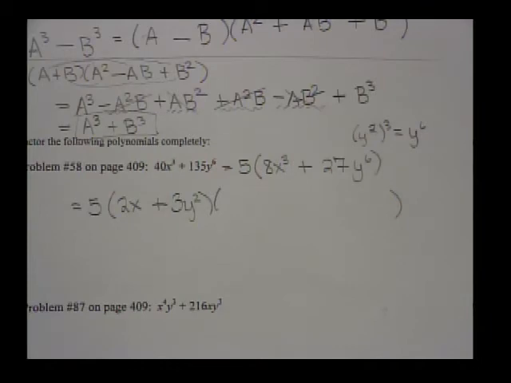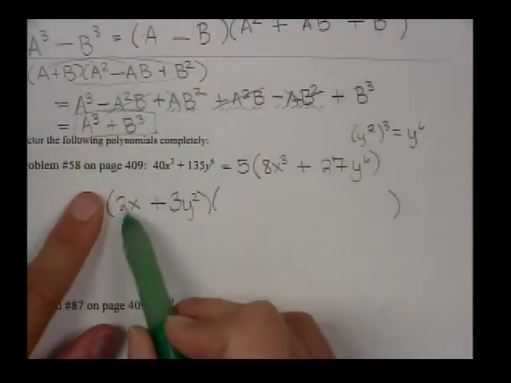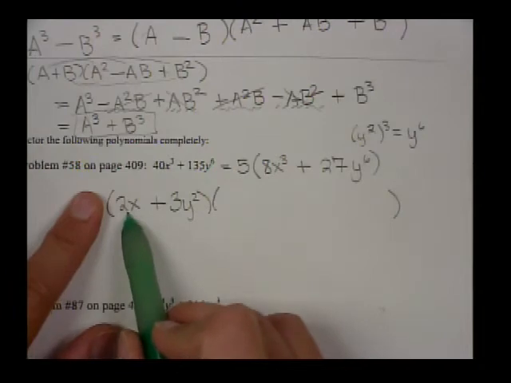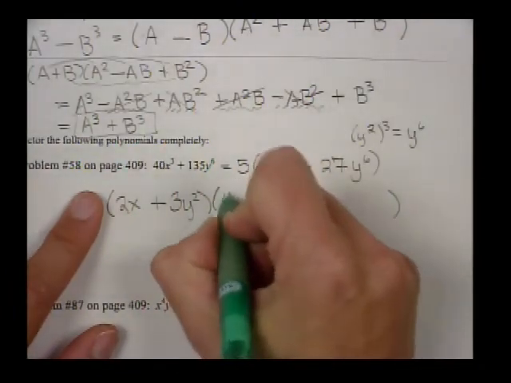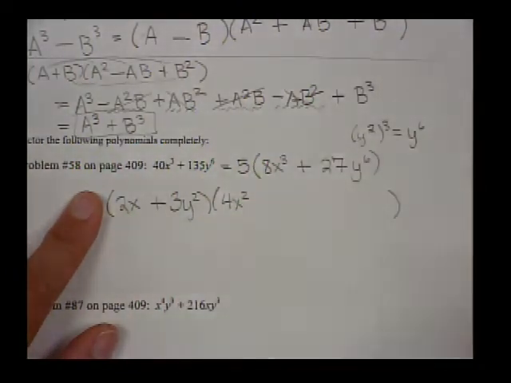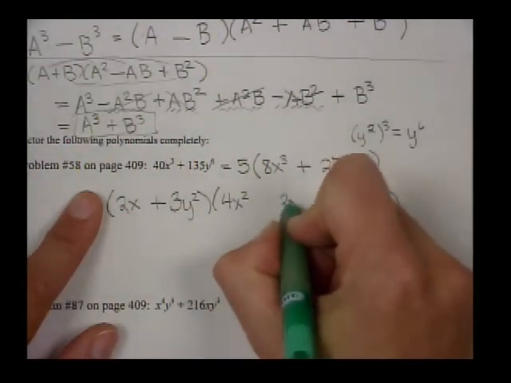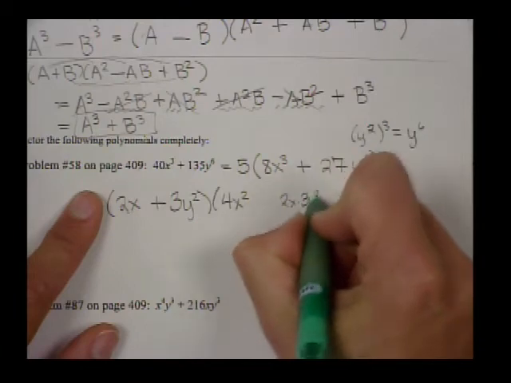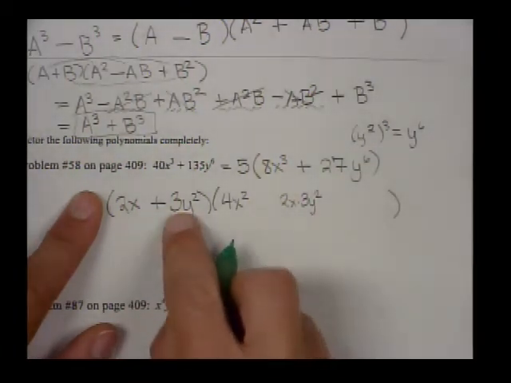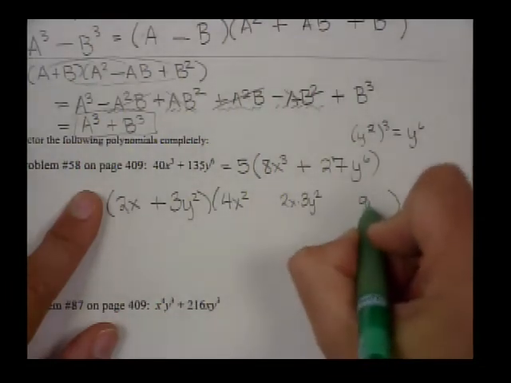Okay, so now we're ready to fill in the second set of parentheses. And so remember the pattern. First times first. 2x times 2x is 4x squared. First times second, so 2x times 3y squared. And then second times second. So 3y squared times 3y squared is 9y to the 4th.